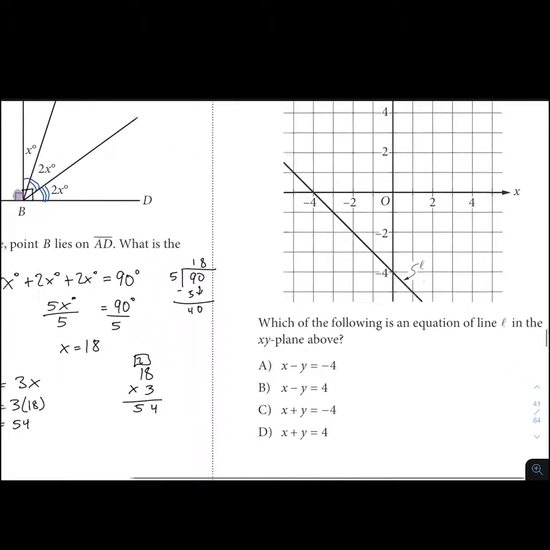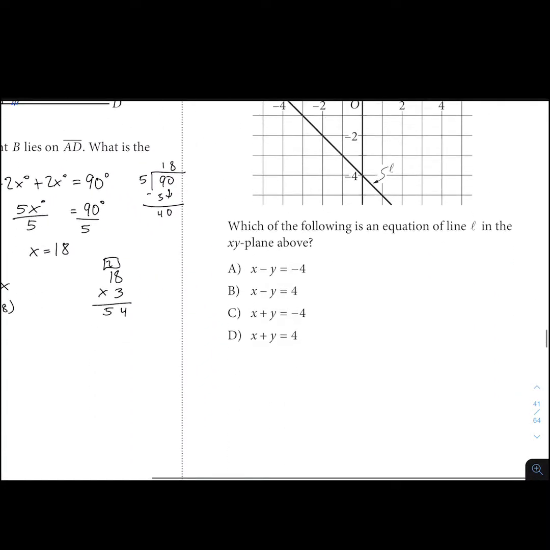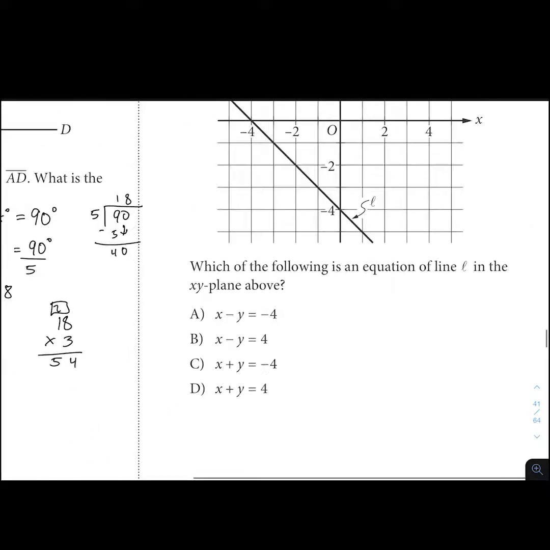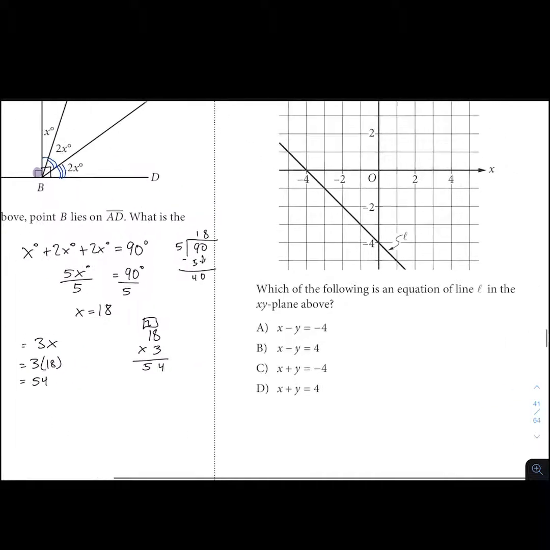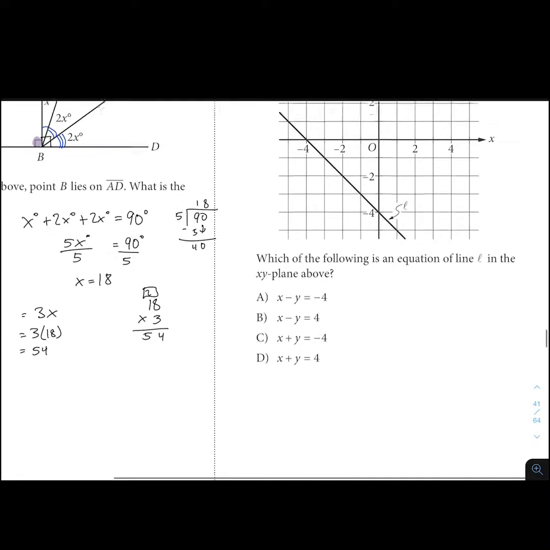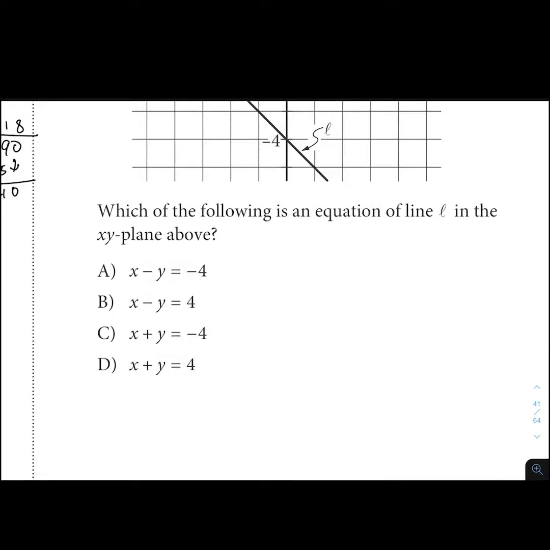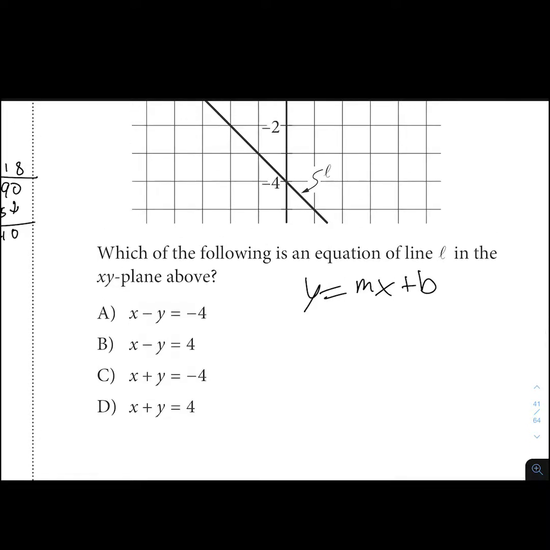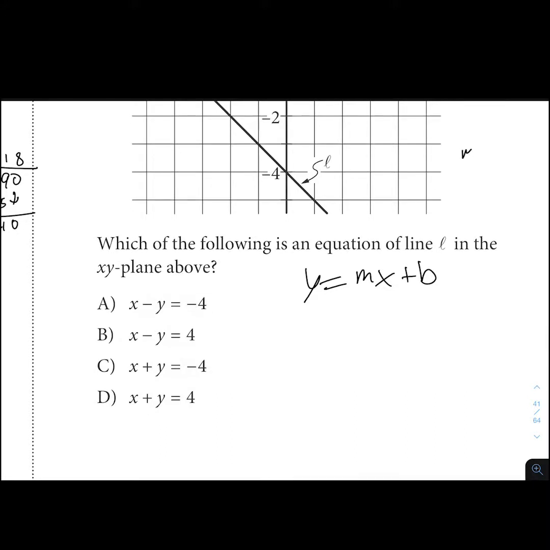And then the final question here, another linear equation. That's like the third or fourth one we've had so far. So they give us a graph with a line, line L. Which of the following is an equation of line L in the xy-plane above? In case you forgot, the equation for a linear relationship is y equals mx plus b. Don't forget that your m is your slope and your b is your y-intercept.